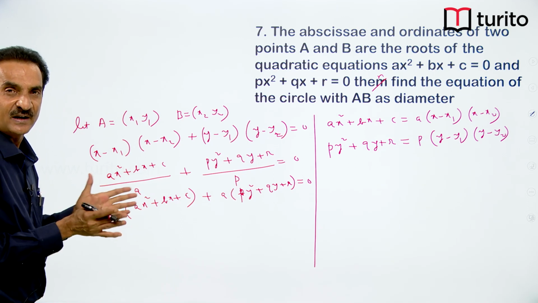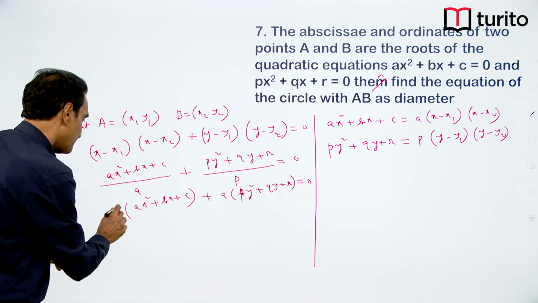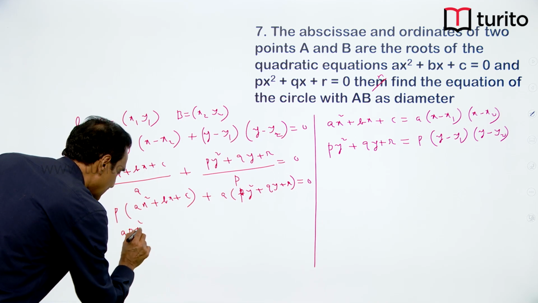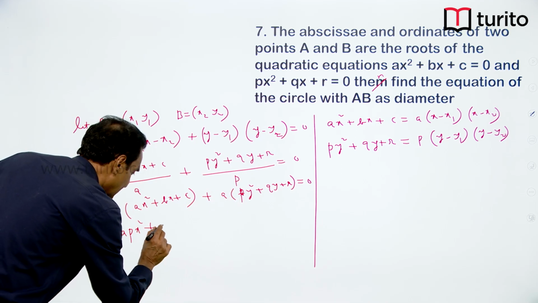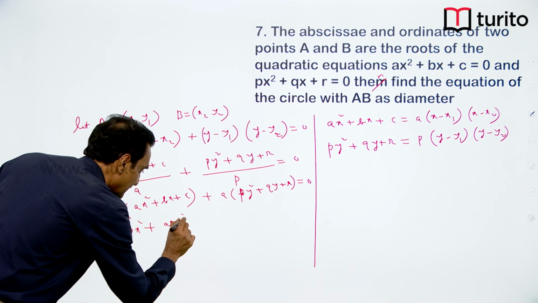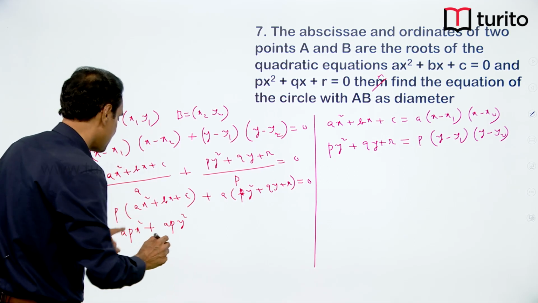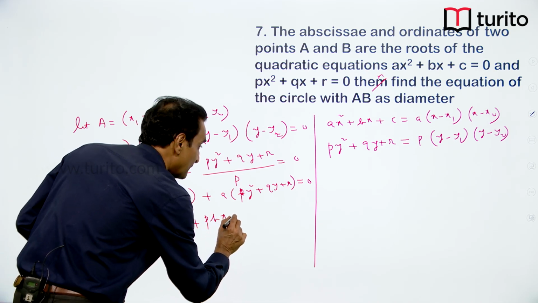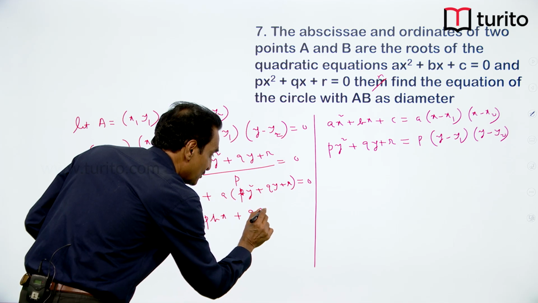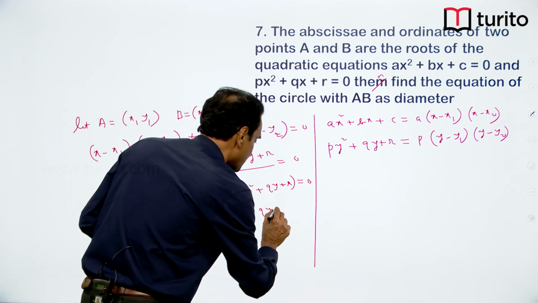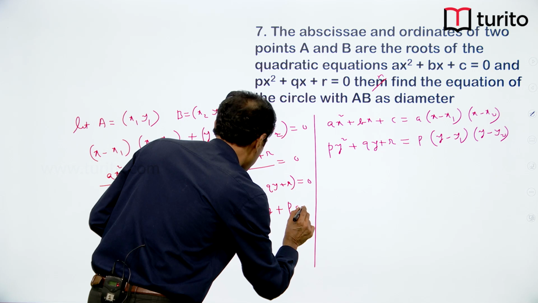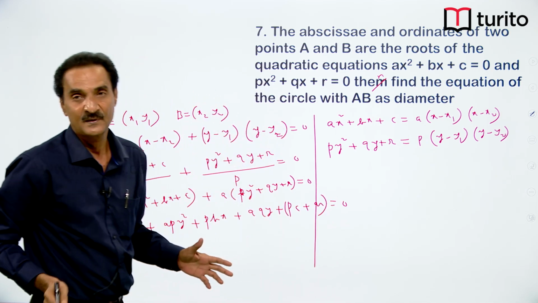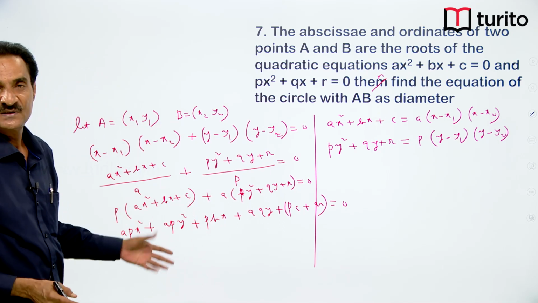If you want, you can write the terms in proper form. First, coefficient of x square is ap x square plus ap y square. Next, coefficient of x, pb x plus aq y plus pc plus ar is equal to 0. Okay. So, this is the final answer.